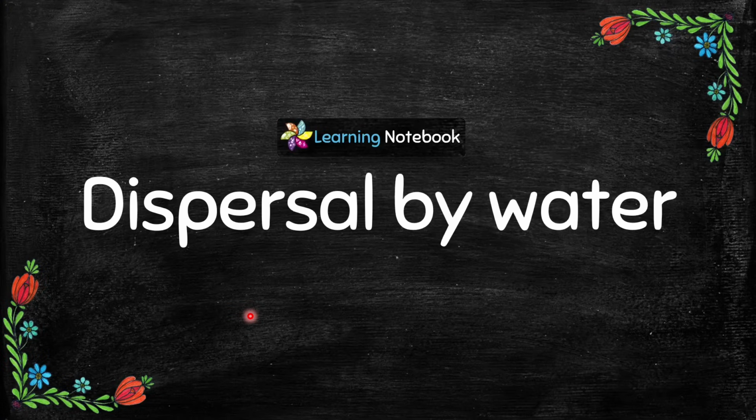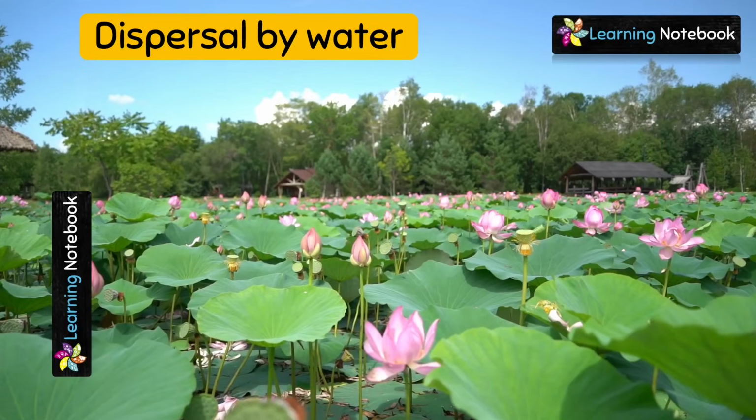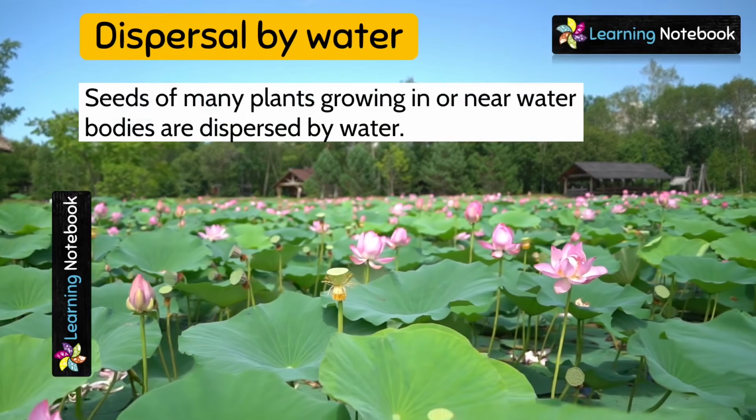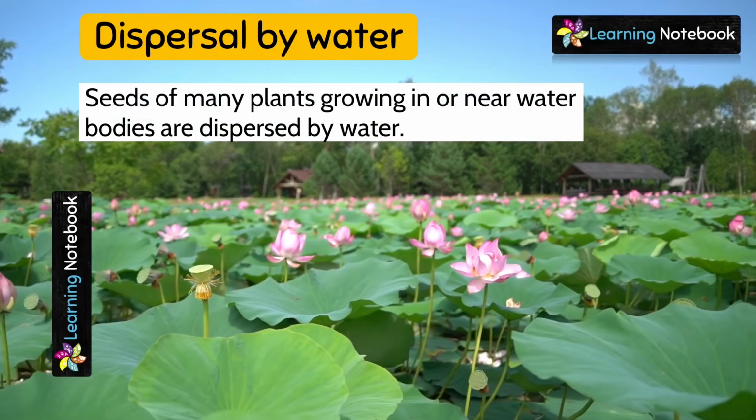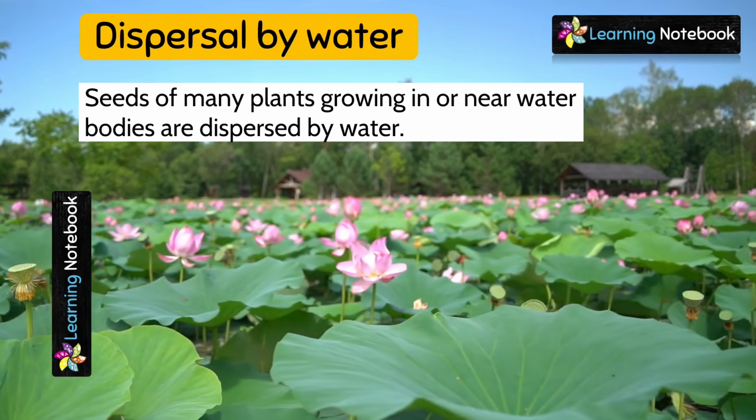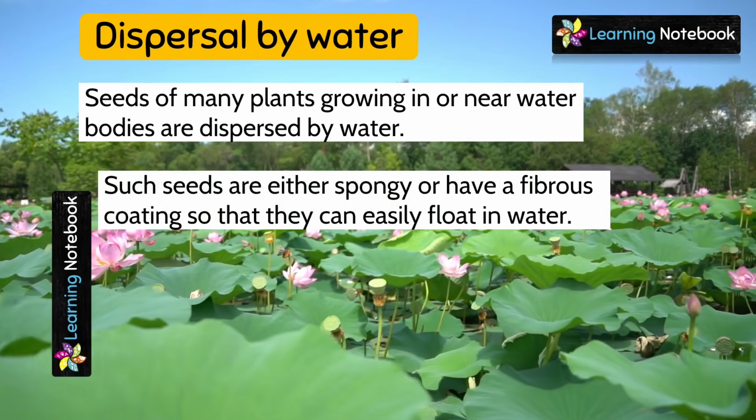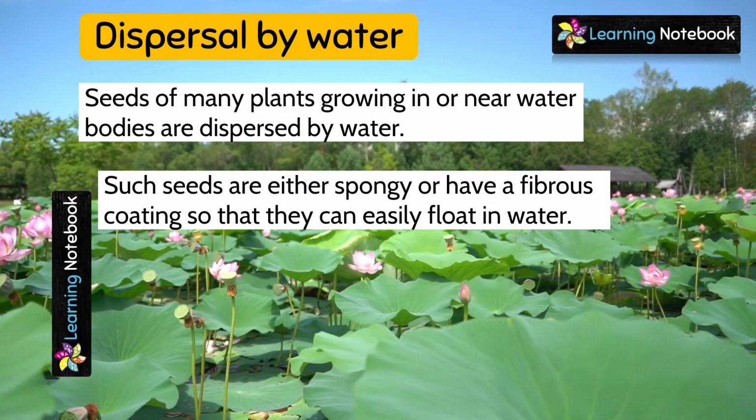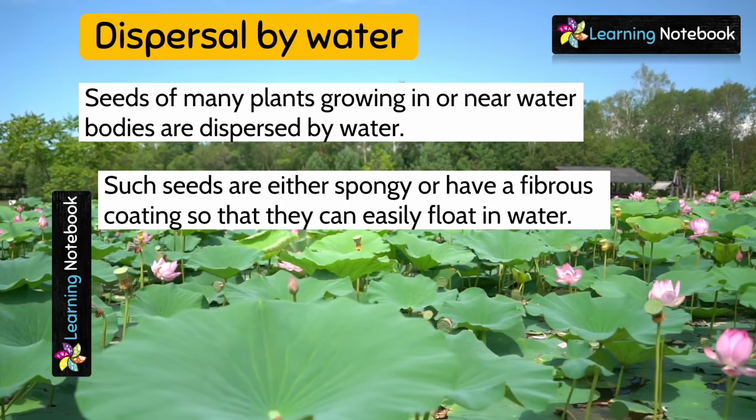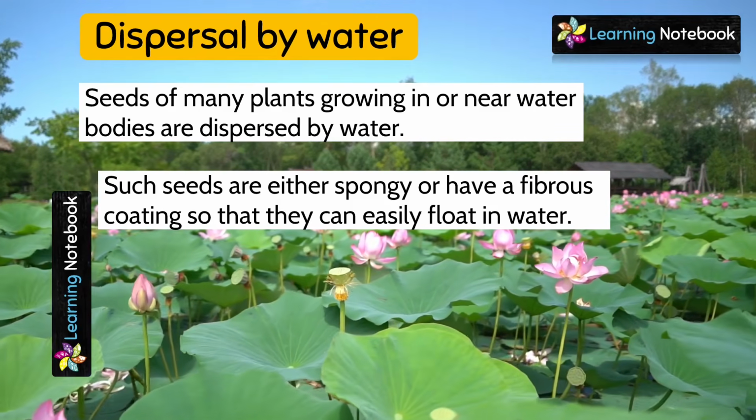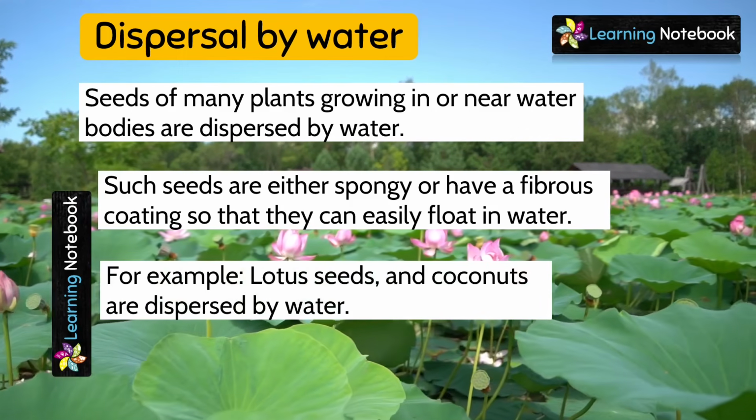Now let's learn the second way, which is dispersal of seeds by water. Seeds of many plants growing in or near water bodies are dispersed by water. Such seeds are either spongy or have a fibrous coating so that they can easily float in water far away from the mother plant.